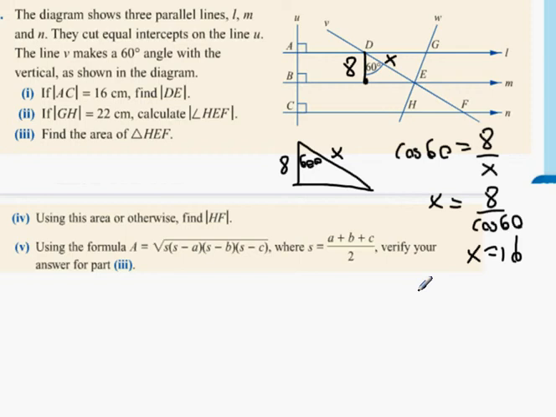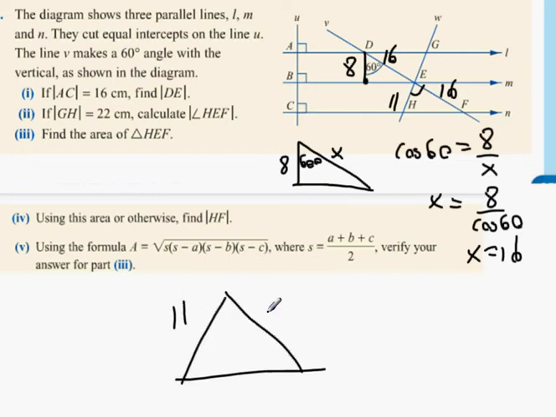If GH equals 22, so from here to here is 22. Everybody got that? That's 22. Calculate the angle HEF. Well, if that's 22, that one there is 11. We already determined that this here is 16, which makes this one 16. I now have a triangle with 11 and 16, and I have to find this angle here.